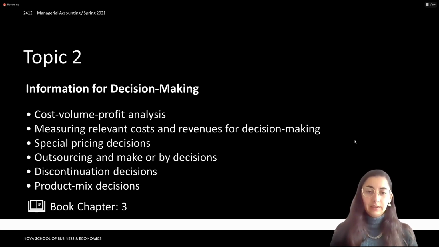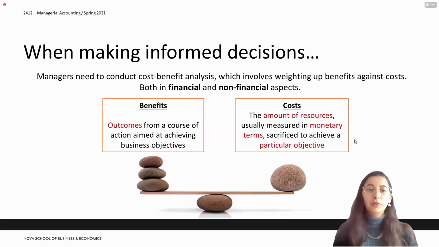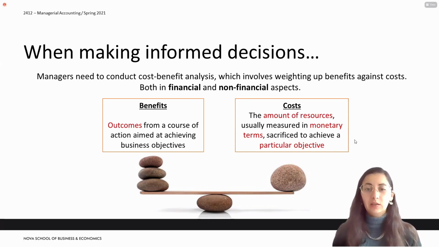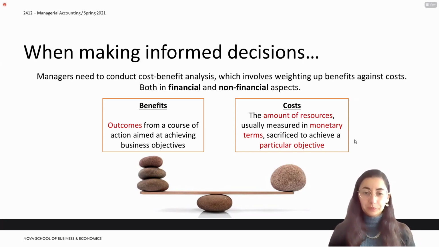Let's keep going here. Just to remind you, it's important when we're making decisions that we take into account both the benefits and costs. We talked about this last week. For each decision that we make, what are the benefits of that decision, and what are the costs associated with it? What resources do I need to use in order to go forward with that decision?